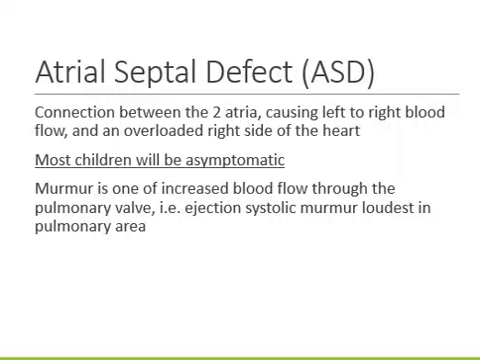The second condition we're looking at is atrial septal defects. Basically, it's just a hole between the two atria, and most children will be asymptomatic, so they won't show any signs or symptoms. But one of the murmurs that you hear in atrial septal defect is one of increased blood flow through the pulmonary valve, i.e. an ejection systolic murmur loudest in the pulmonary area.